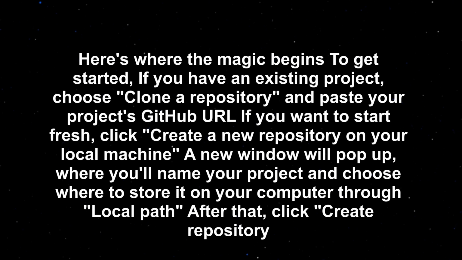To get started, if you have an existing project, choose Clone a repository and paste your project's GitHub URL. If you want to start fresh, click Create a new repository on your local machine. A new window will pop up, where you'll name your project and choose where to store it on your computer through the local path. After that, click Create Repository.